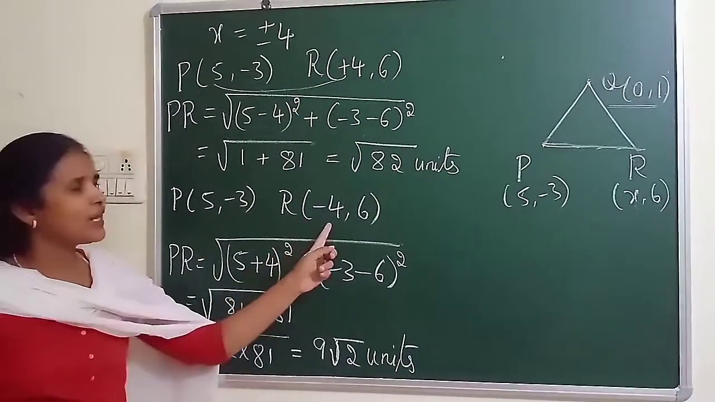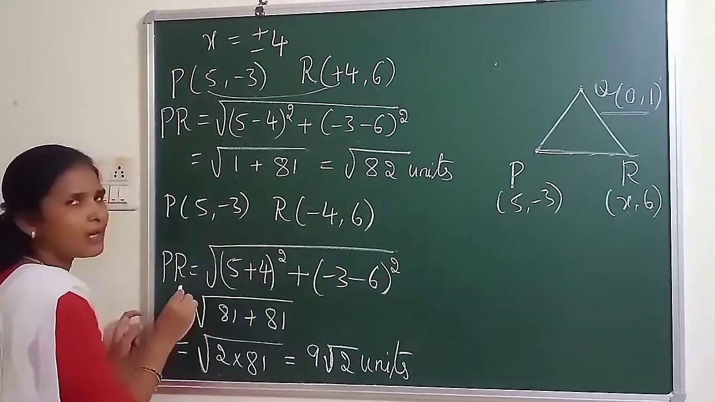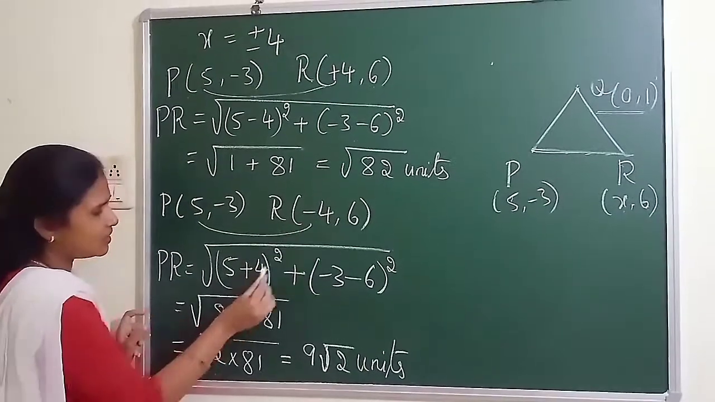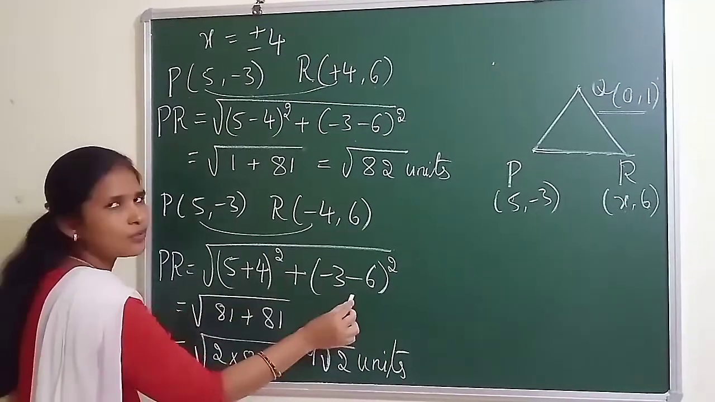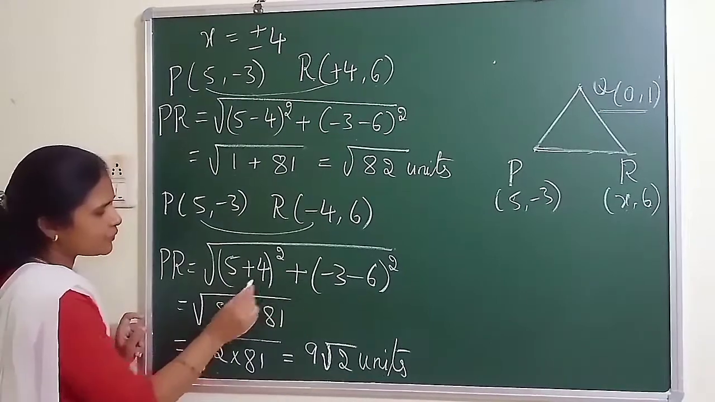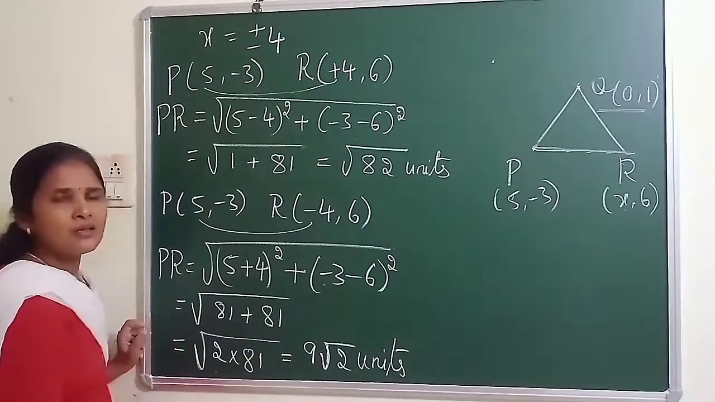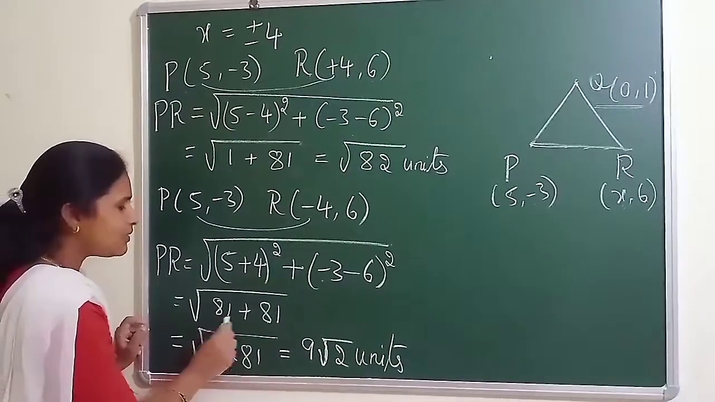Now let us take x as minus 4. What will we get? So the distance between P and R is root of (5 minus of minus, that is plus 4) whole square plus (minus 3 minus 6) whole square. So what do you get? 5 plus 4 is 9, 9 square is 81. Minus 3 minus 6 is minus 9, square is 81. And you can see 81 plus 81.